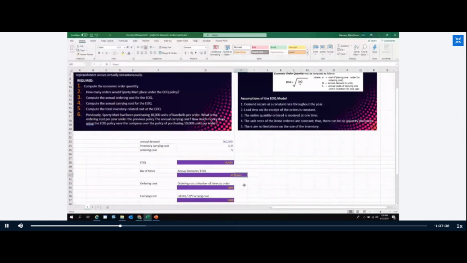Okay? And number three, compute the annual ordering costs for the EOQ. Of course, the formula is ordering cost multiplied by the number of times to order. And meron na tayong ordering cost of 72 multiplied by 25. So we get 1,800 pesos.